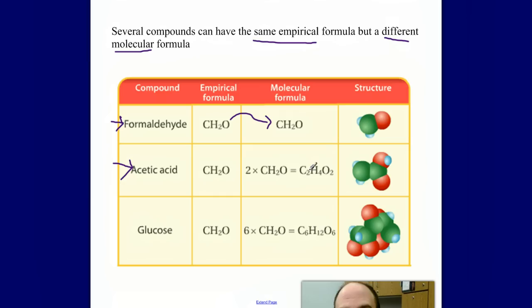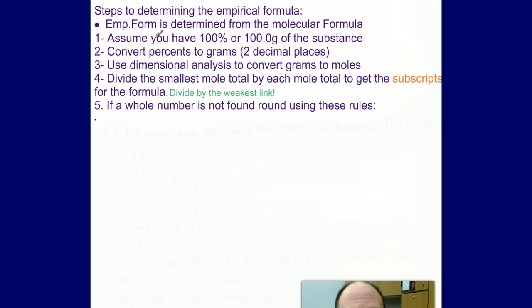It is different here. The reason being is because the compound of acetic acid is simplified. I divide each one by 2. I just end up with the simplest ratio of that compound. So there are things that we need to do to make sure that you're not eating formaldehyde. Let's look at how we do that.